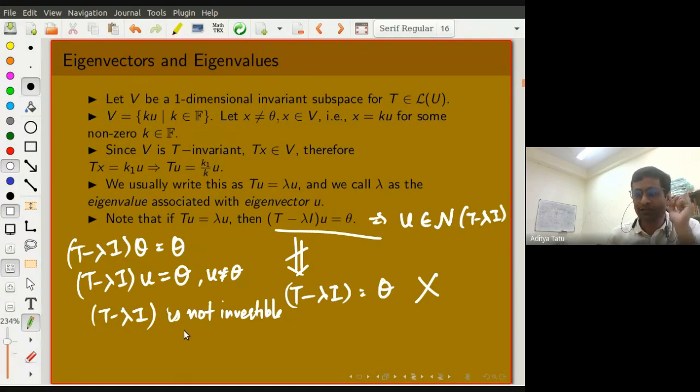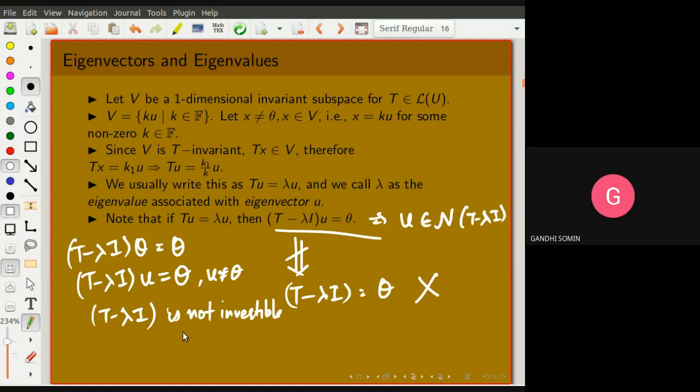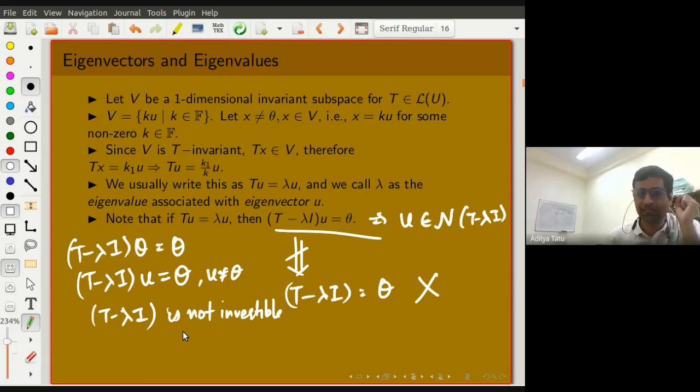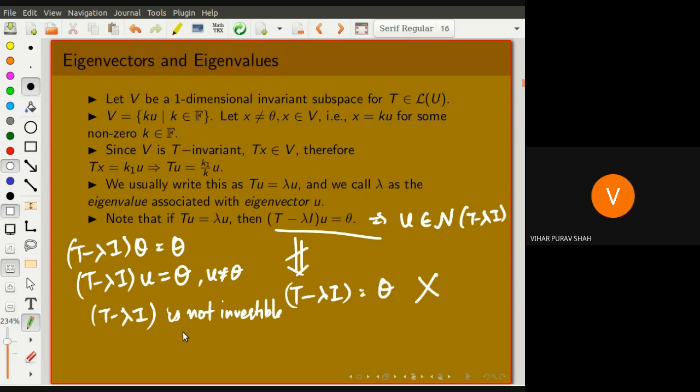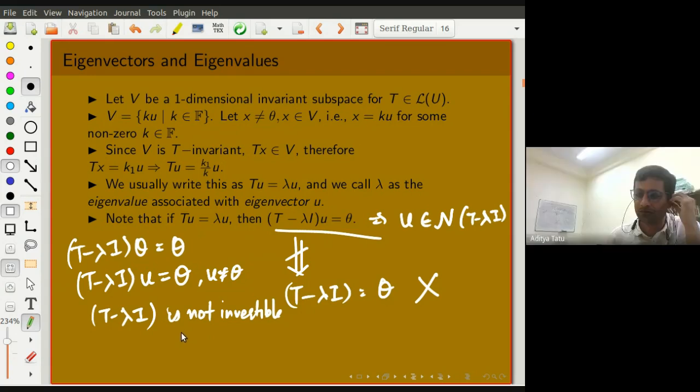I'm sure you guys have found eigenvectors, eigenvalues, right? Yes or no? Sir, can we do it like, not invertible, then determinant must be 0. Exactly. If this is not invertible, but there is one difficulty there.